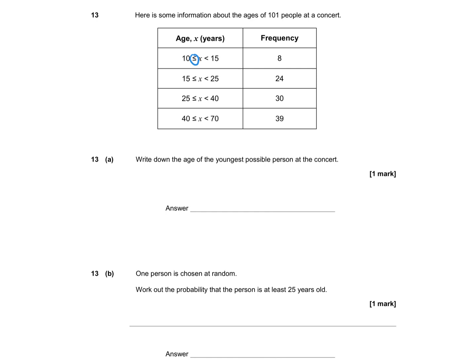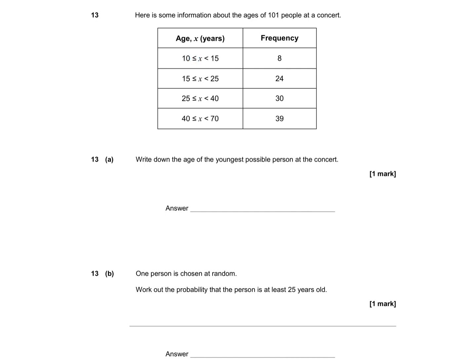So this means that the people in this group are from 10 years old. So 10, 11, 12, 13, 14, and it's anybody up to, but not actually including 15 years old. So that would be like 14 years and 11 months, or 11 months and a bunch of days, but people who are not quite 15 yet.